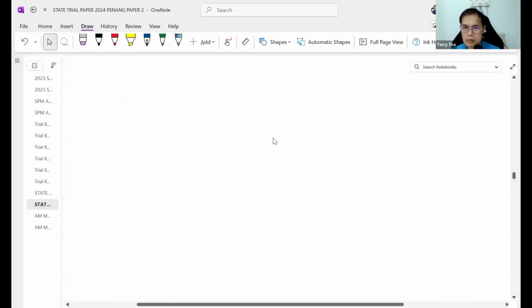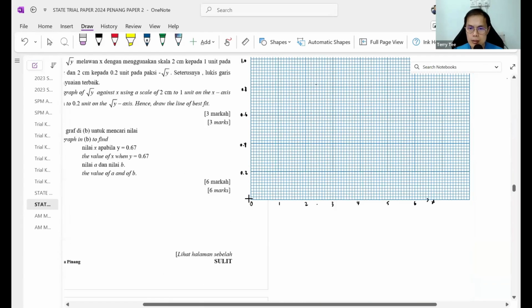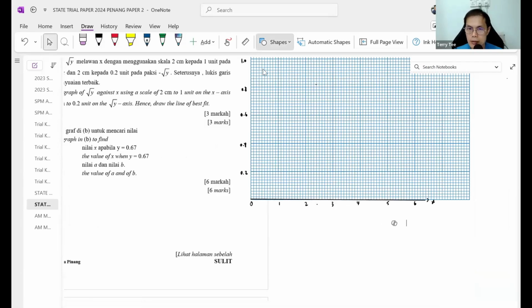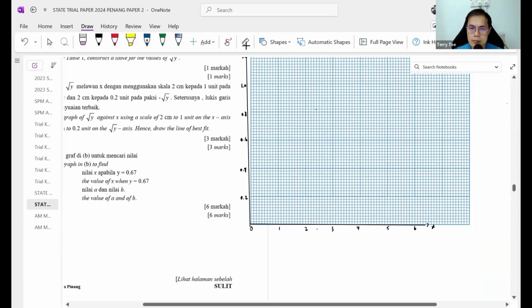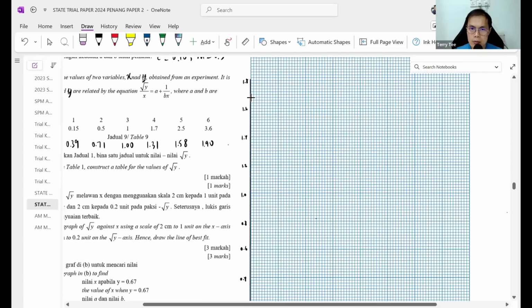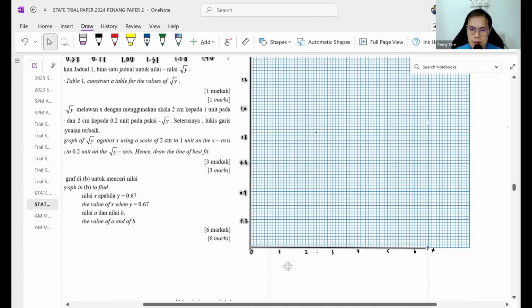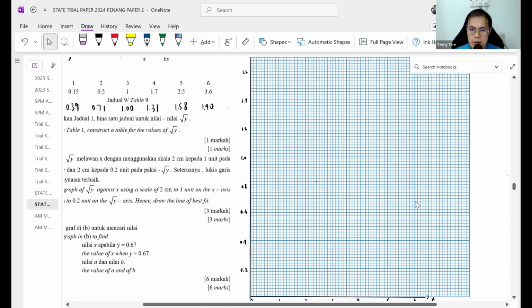Okay, so next maybe I add in the lines so it looks clearer. This is your horizontal axis over here. Then we draw a vertical axis over here. Okay, my axis is done. So let's plot the points one by one.